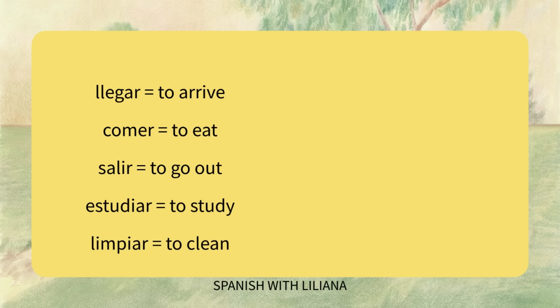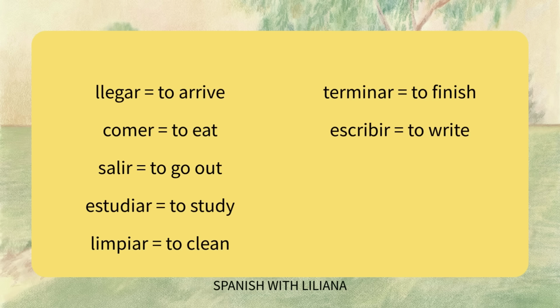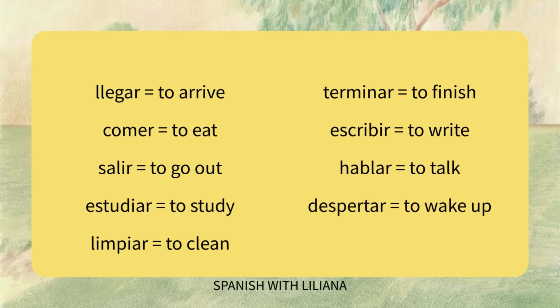So again, we can change llegar for other infinitive verbs, like comer, to eat, salir, to go out, estudiar, to study, limpiar, to clean, terminar, to finish, escribir, to write, hablar, to talk, despertar, to wake up, preparar, to prepare. With verbs like hablar and preparar, to talk and prepare, we are going to need the object. We are going to need more information. So you can just practice a little bit with more details with each sentence.